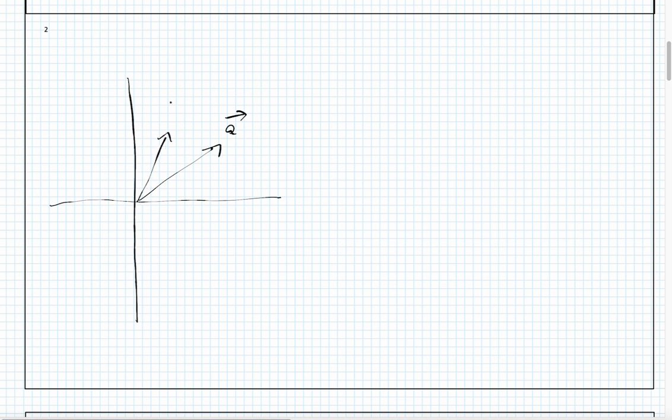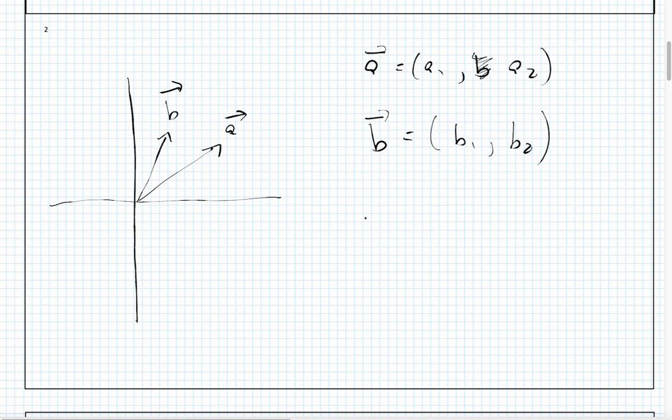Okay, that comes in handy when you want to do something like add vectors, because it turns out if I have a vector over here, and let's call that vector A, and suppose I come over here and I have this vector B. Now it turns out that if the vector A is equal to (A1, A2), and the vector B is equal to (B1, B2), then it turns out that the vector A plus the vector B, I can just go ahead and I can add these components.